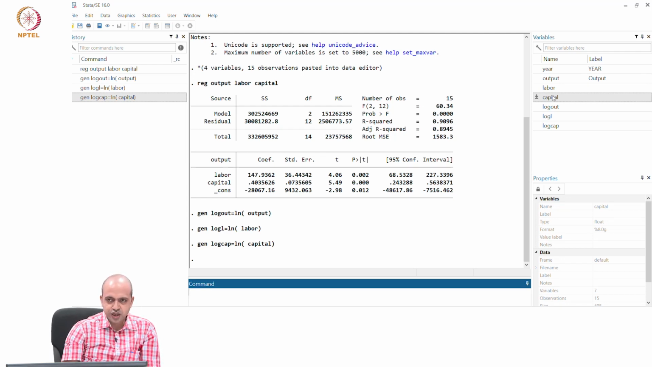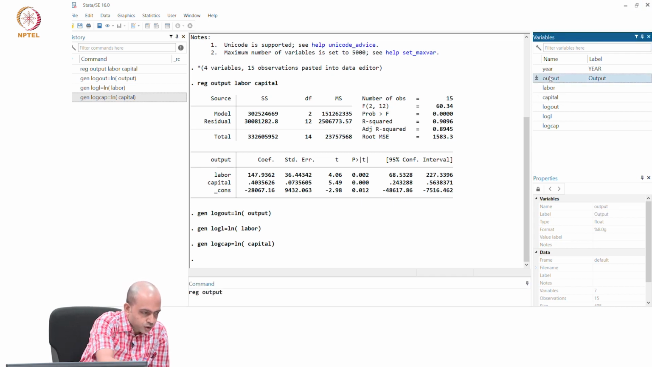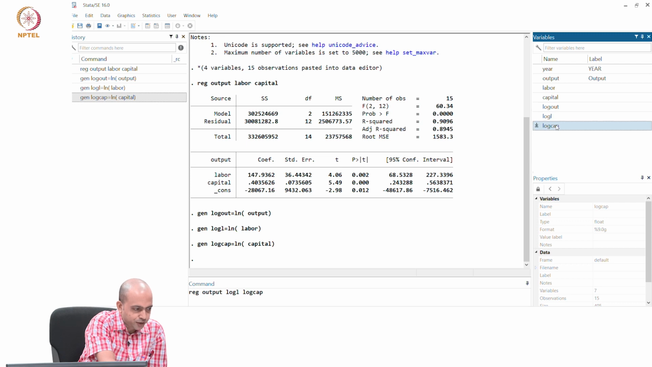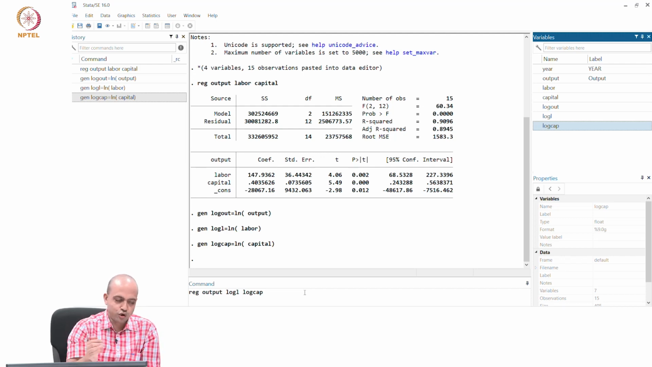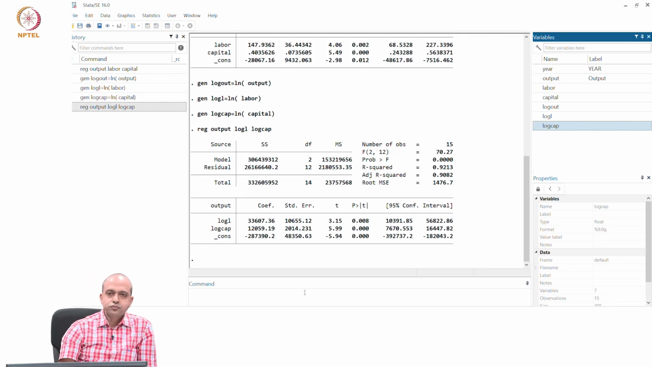Okay. So, now what I will do? I will use the second model where x is log transform, but y is not. So, reg output, and then I am putting log labor and log capital. So, this is called Lin-log model. Left hand side is linear, right hand side variables are log transform, and this is my model.